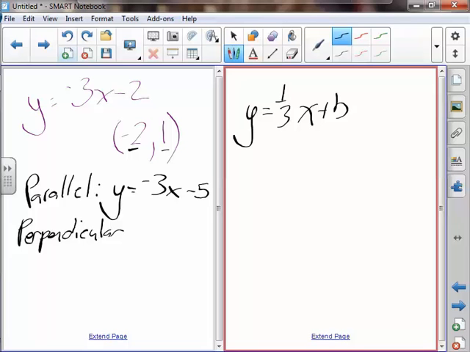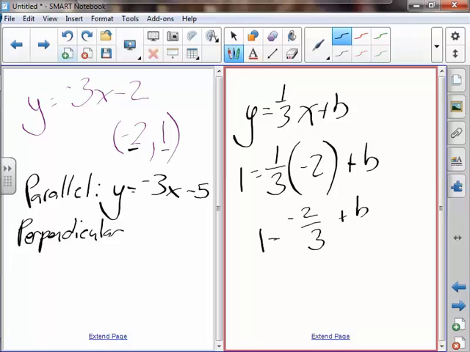So here we go. As we do that, we end up with 1 is equal to positive 1/3 times negative 2 plus b. Right? Correct. Okay, so we end up with 1 is equal to negative 2/3 plus b. Add 2/3, and we end up with 1 and 2/3. So 1 and 2/3 is my y-intercept.